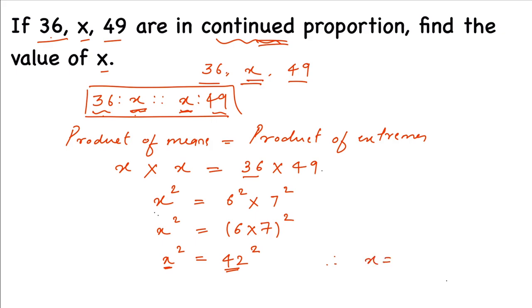Therefore x is equal to 42, or you can use a square root here. Take the square root on both sides. So x square, and then you're taking the square root. So 42 square, and then you're taking the square root. What happened? The square root and square get cancelled because they are inverse, opposite operations. Or you can just compare and write x equals 42. So that's it. This is how you can find the x value.